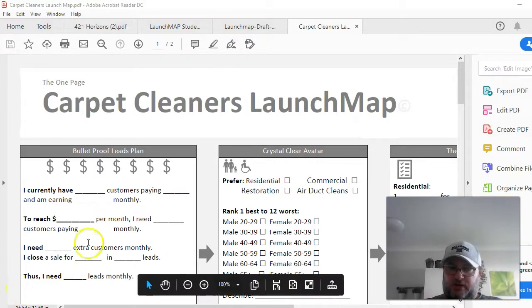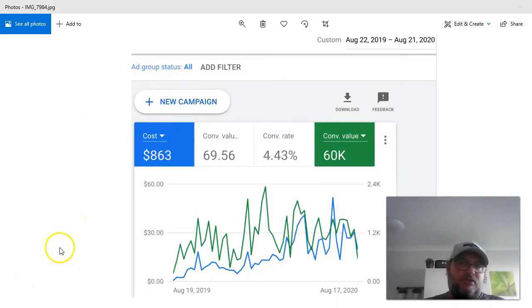Now let's just take a quick look at a couple of screenshots. This first one, you're not going to be able to achieve anything like this. This is incredible. It shows you the very top end of what's capable. So in this particular campaign, the spend is $863. The conversion value in actual sales is $60,000 in sales. Now that's just completely unachievable. It won't be achieved in the carpet cleaning niche.